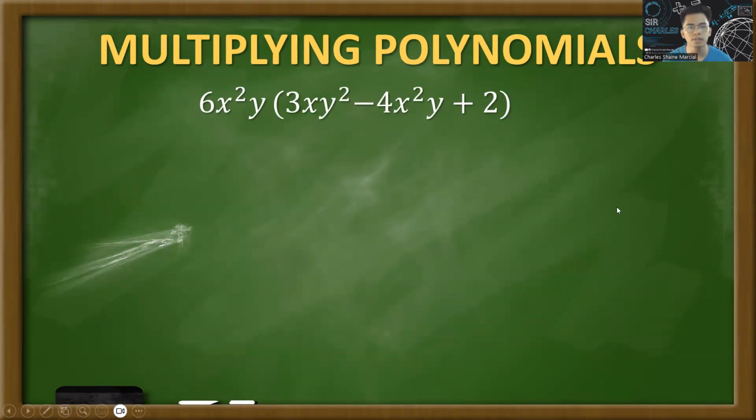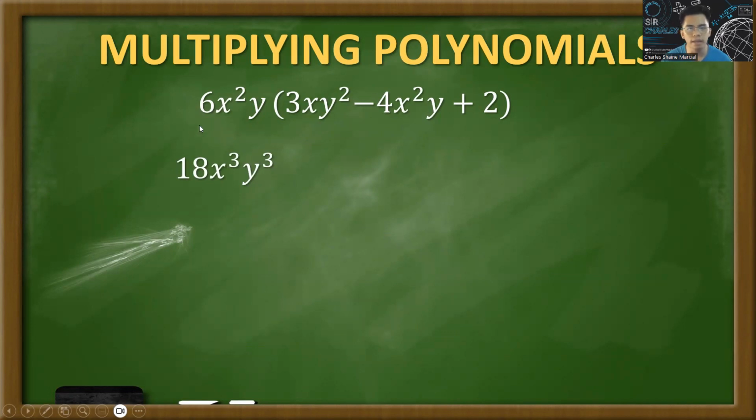Okay, so we have 6x squared y times the quantity of 3xy squared minus 4x squared y plus 2. So how do we multiply this one? So i-multiply lang natin si 6x squared y kay 3xy squared. Ang gagawin, again, multiply the bases and add the exponents with the same variable. Okay, paano nangyari yon? Nakuha natin si 18x cubed y cubed.